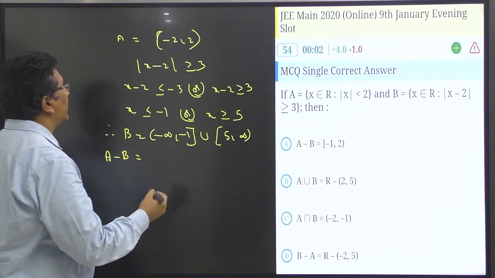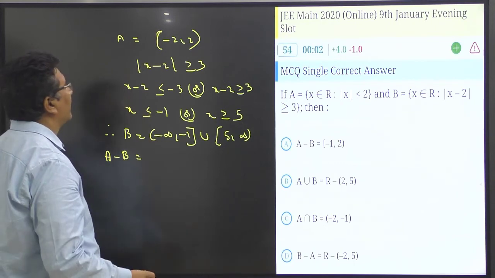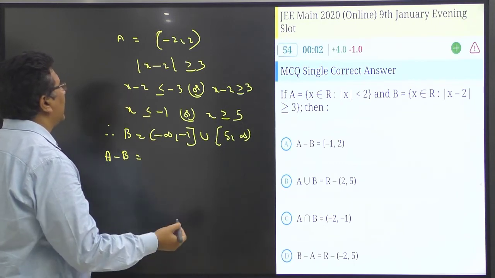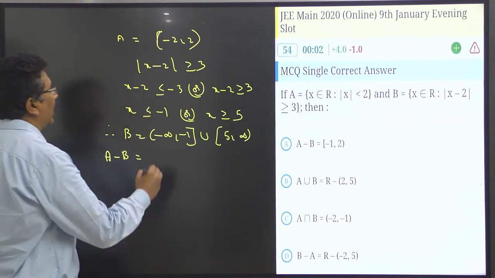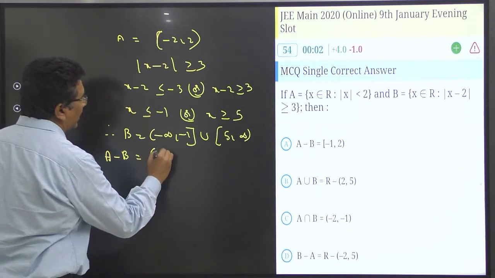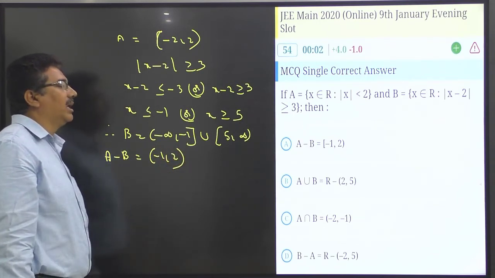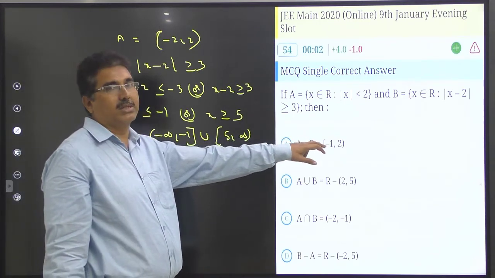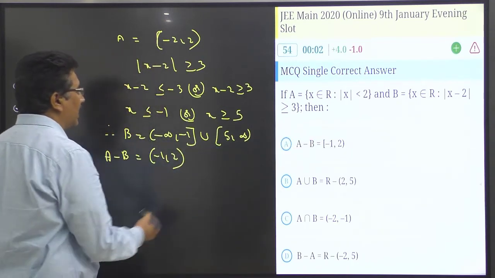The elements present in A but not present in B: A minus B is the open interval (-1, 2). But here the given option is the closed interval, so it is not the answer. Now see the second one.